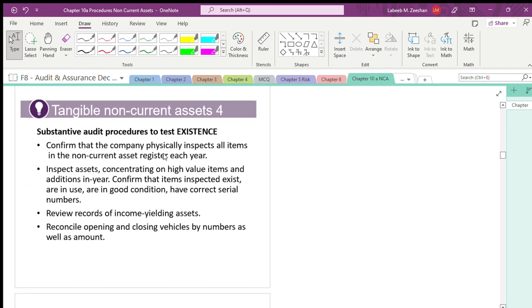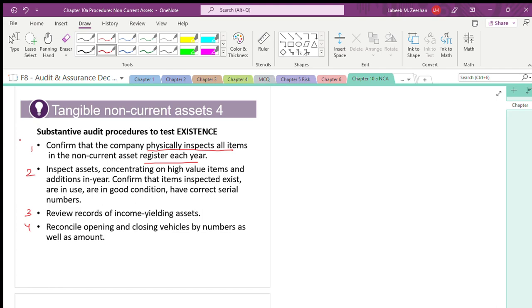Completeness, then existence. Again the process is the same: 1, 2, 3, 4, you take any one. Confirm that the company physically inspects all items in the non-current assets register. It's very important. Every non-current asset will have its code. If you are working in your office, you will find a barcode at the back of the asset. Every non-current asset will have a barcode sticker on it.